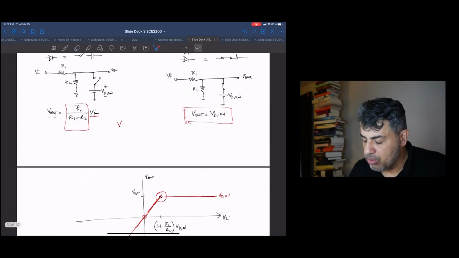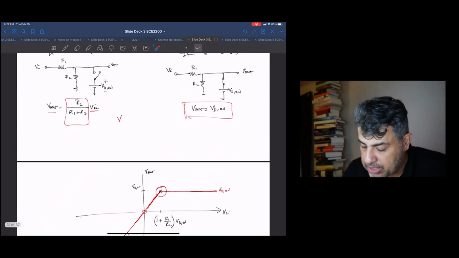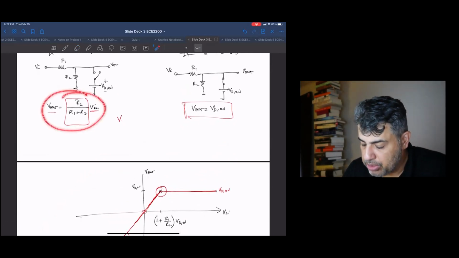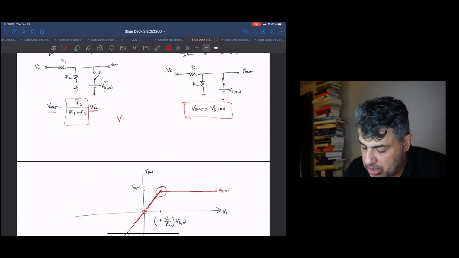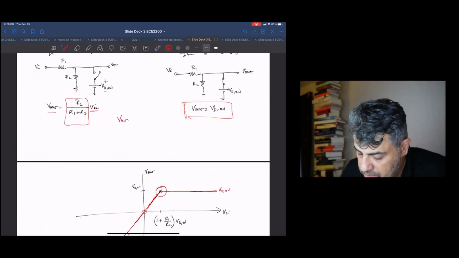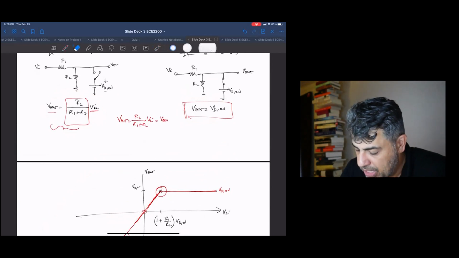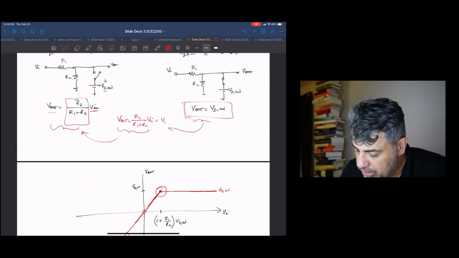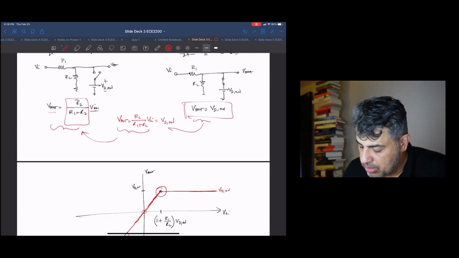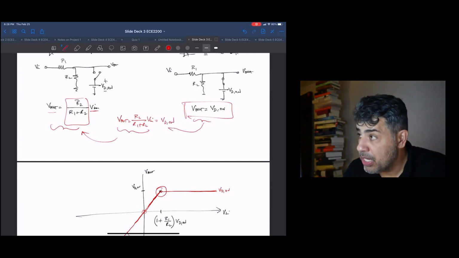Okay, so to figure out where the crossover point is, you set these two equations equal to each other. So I'm just going to rewrite it. V out is R2 over R1 plus R2 times V in, that's this guy, and here V out is equal to VD on. Okay. Are you with me so far, Kevin?